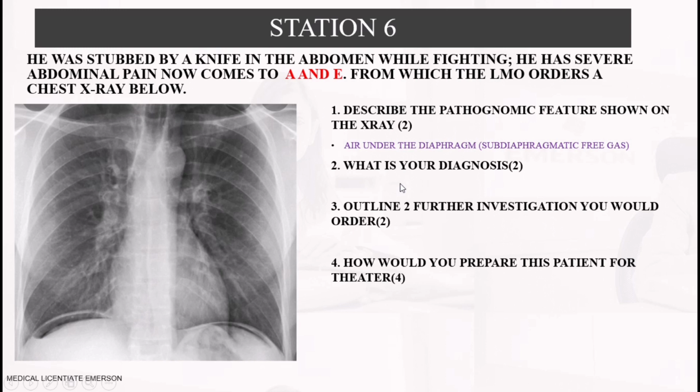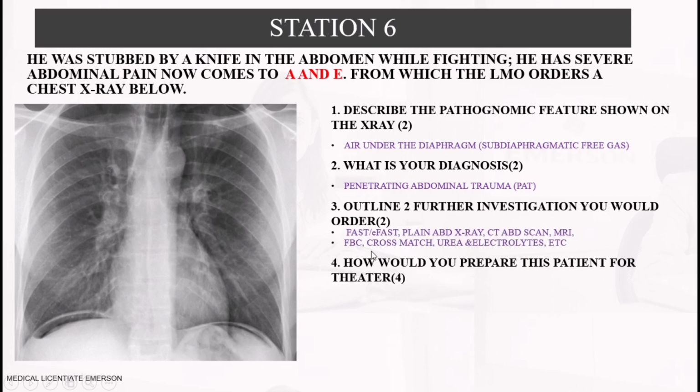Then what is your spot diagnosis? Since you haven't been told much of the details, if someone stabbed you with a knife, you are not sure about any perforation or which specific organs, and you haven't done any investigations to differentiate the organs perforated or any injured vessels and the like. So the diagnosis is penetrating abdominal trauma, also called PAT. Then what further investigations can you order?